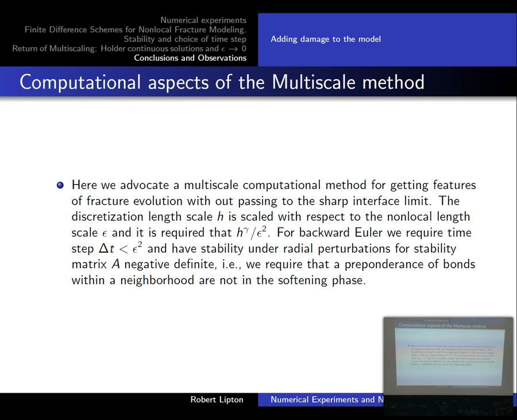So last, I'll just reiterate, we're advocating a multi-scale method for getting features of fracture evolution without passing to the sharp interface limit. The discretization length scale is scaled with respect to the non-local length scale of non-locality. It's required that the spatial discretization for a Hölder continuous function be h to the Hölder exponent divided by the square of the horizon. And for backward Euler, we require this time step. And we have stability under radial perturbations, provided that things are stable. And then we have this sort of iterative stability, that with each iteration we're getting closer to the perturbation.